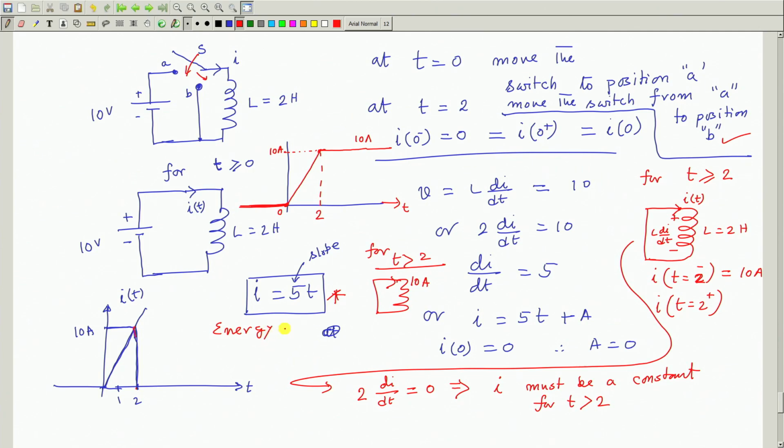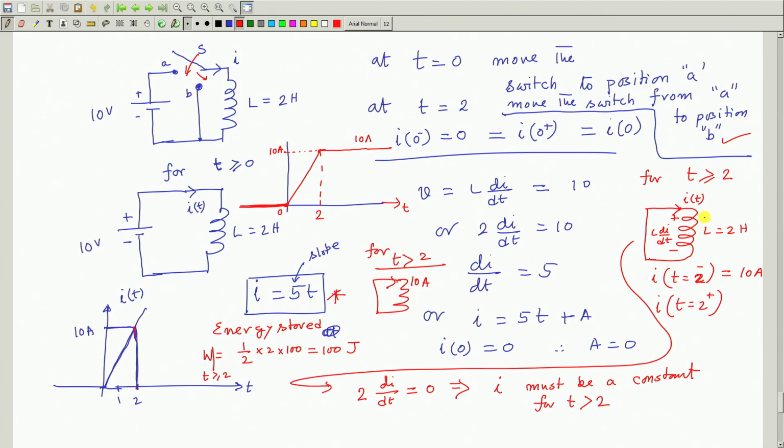Energy stored in the inductor at t greater than or equal to 2 will be half L I squared, because the current is constant at 10 ampere. That is half into L, which is 2, into 100, which is 100 joules. 100 joules of energy will be stored, and so keep the inductor shorted for any time you like.